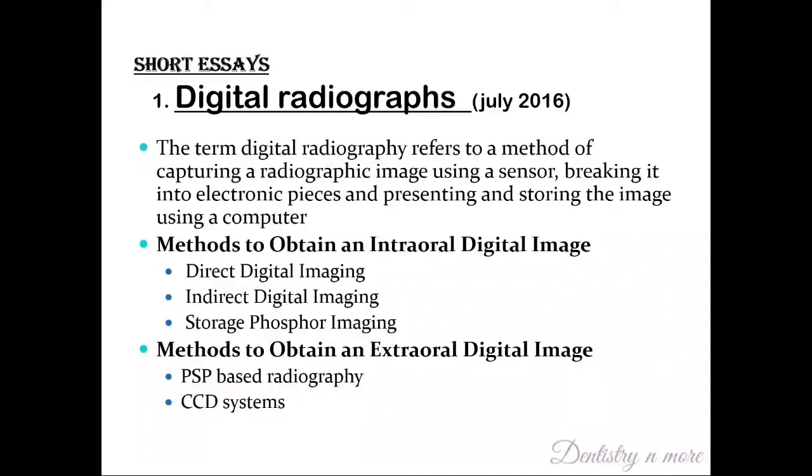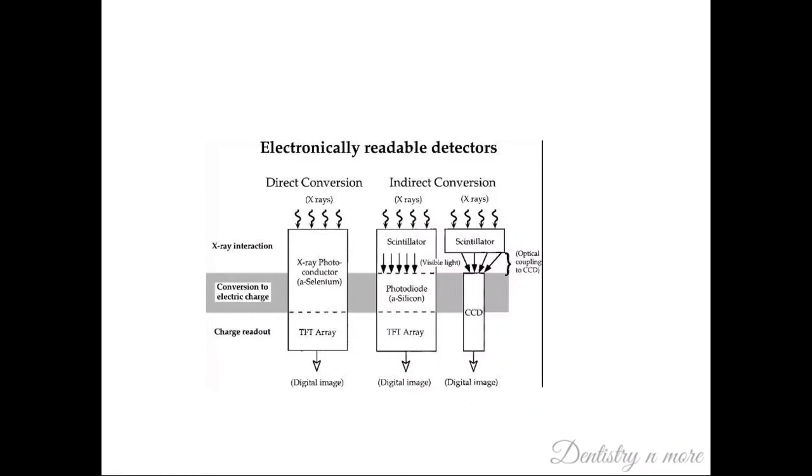So the methods that are found to obtain the intraoral digital image are the direct sensors and the indirect sensors, as well as the storage phosphor imaging. So the methods that are used to obtain the extraoral digital images are the photostimulable phosphor plate based radiography and the charge coupled device systems. So in each, we have to explain about what are direct detectors and the indirect detectors.